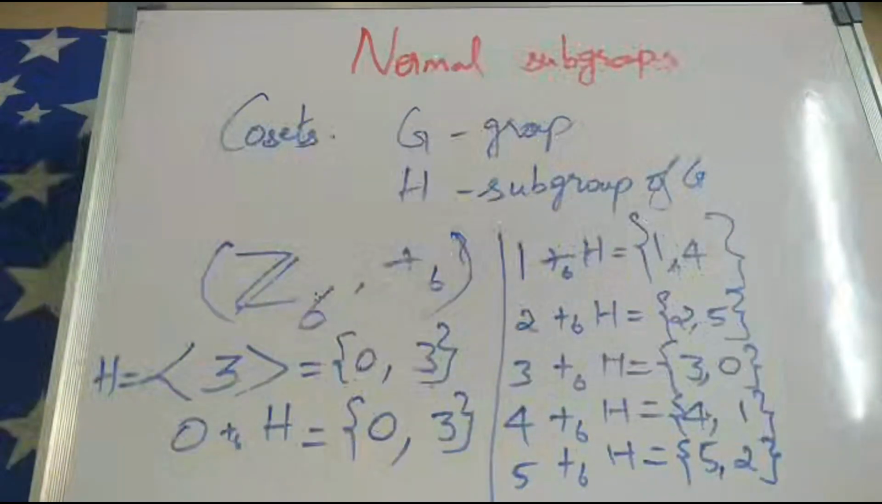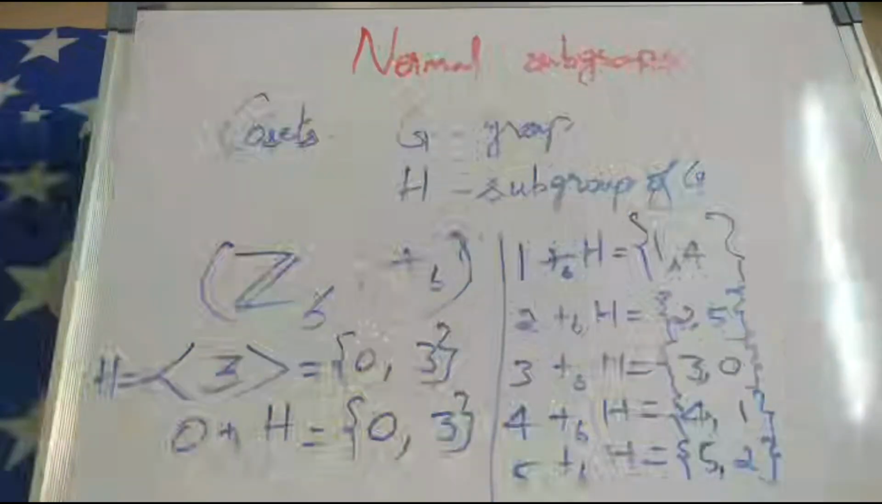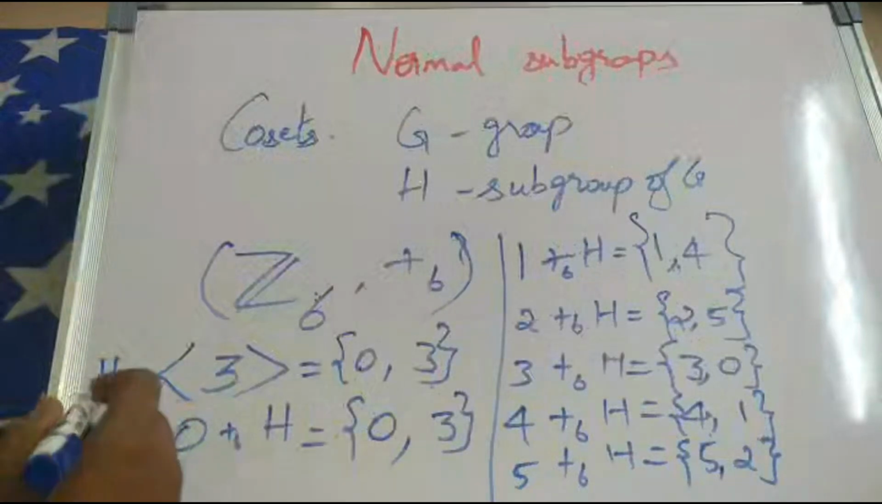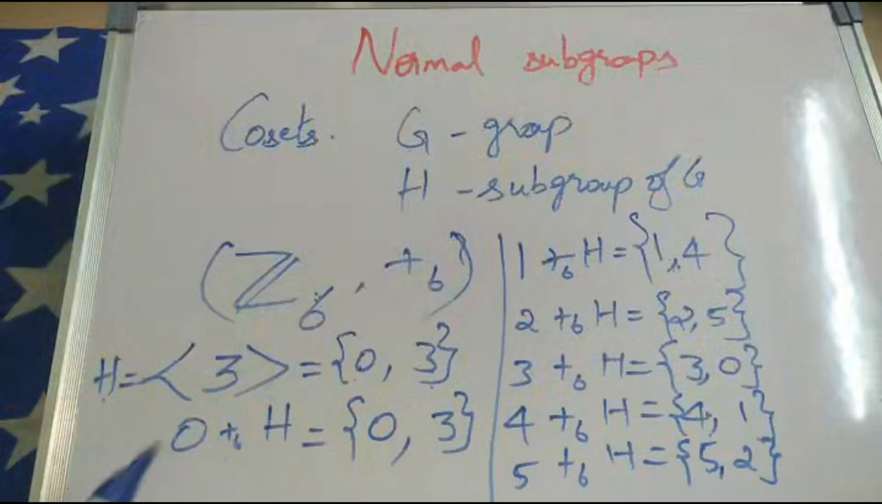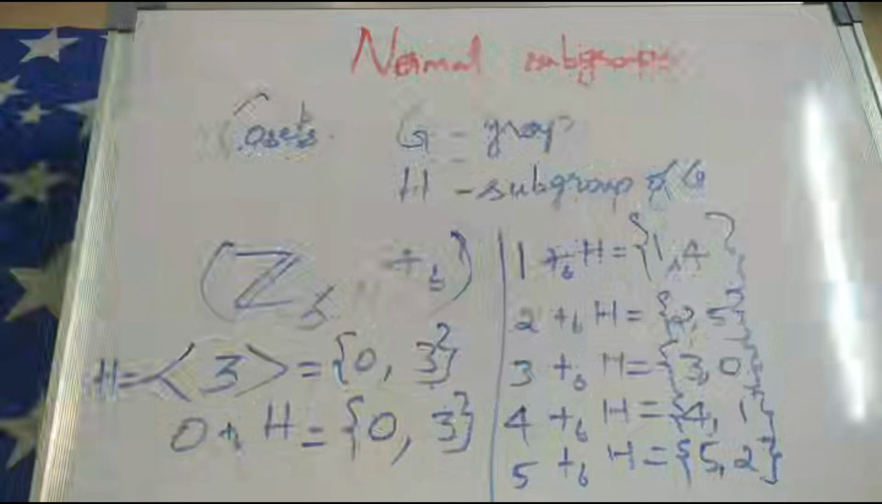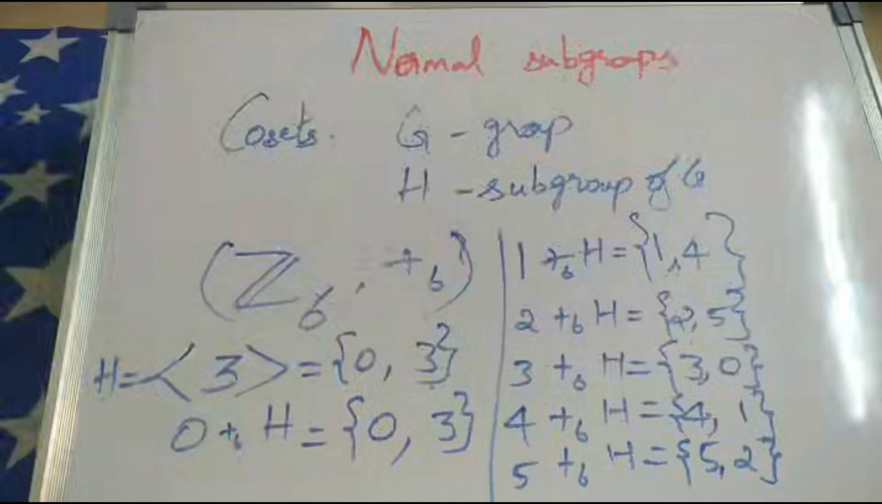Now, if you look at the observations carefully, these cosets behave in some particular way. If we had taken a subgroup having 2 elements, clearly every coset has exactly 2 elements. Number 1. And number 2.